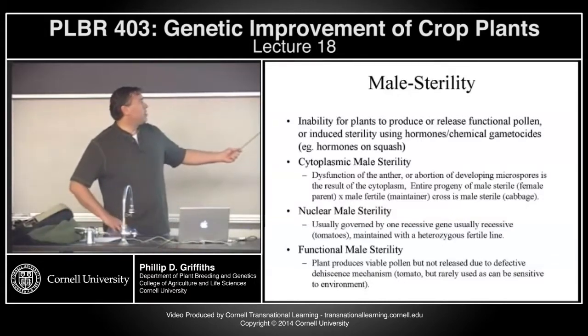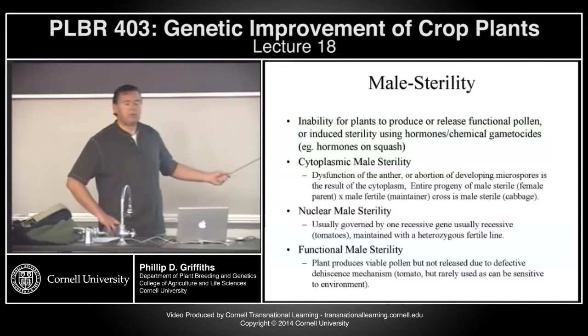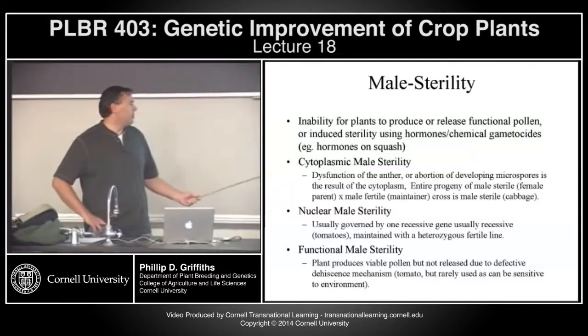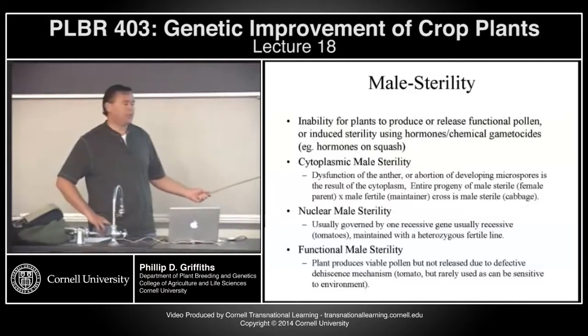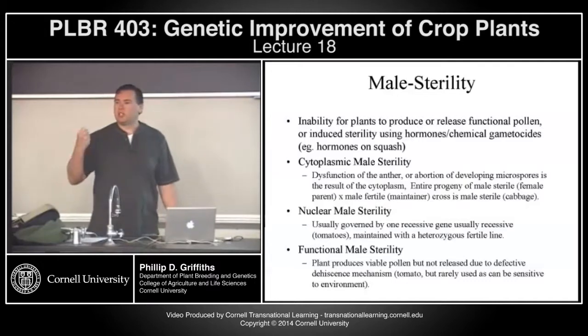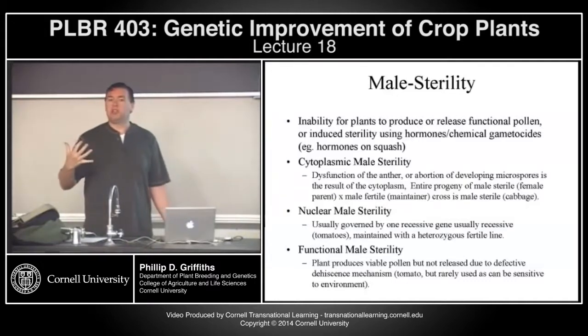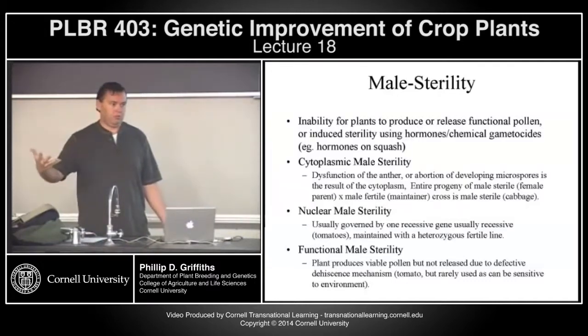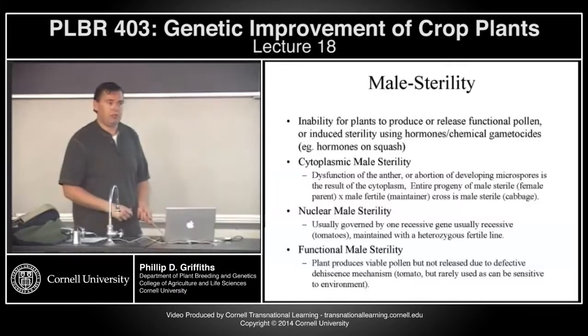The systems typically used are cytoplasmic and nuclear male sterility. In some cases, we can also select and find functional male sterility, where, for instance, the anther sac never dehisces, so it's never able to produce viable pollen to pollinate itself.